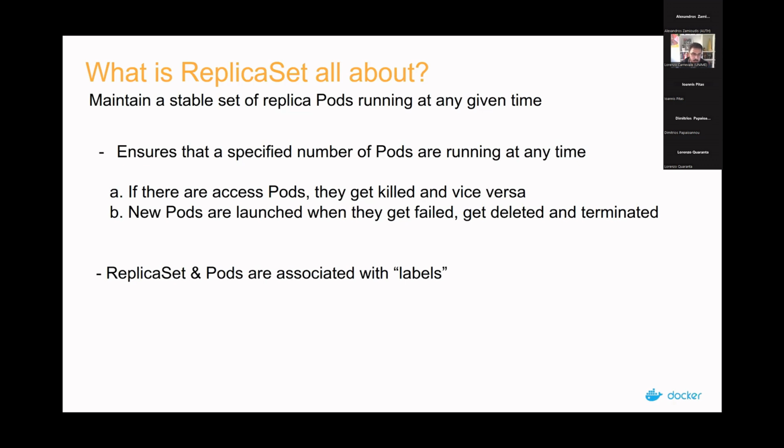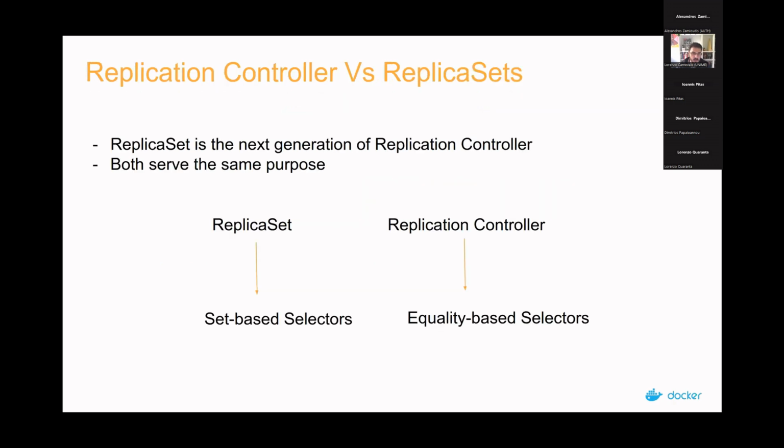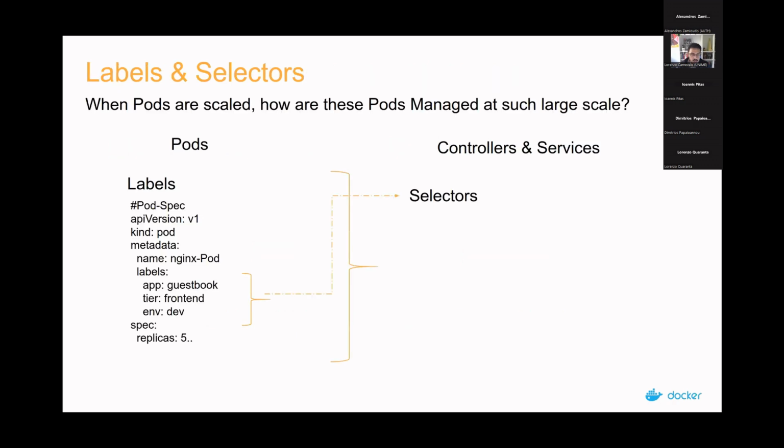The replica set has pods and is typically associated with labels. A replica set is the next generation of the replication controller that Kubernetes has. Both serve the same purpose. The replica set uses a set-based selector, while the replication controller uses an equality-based selector.